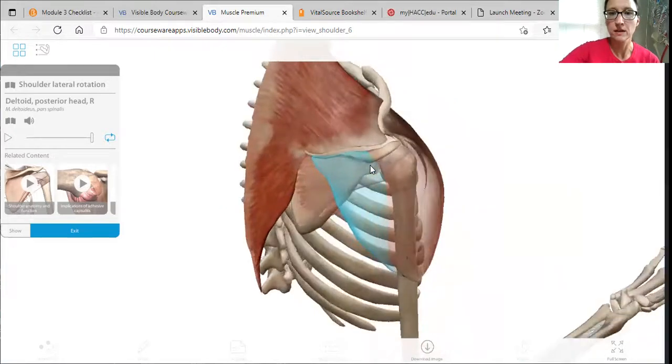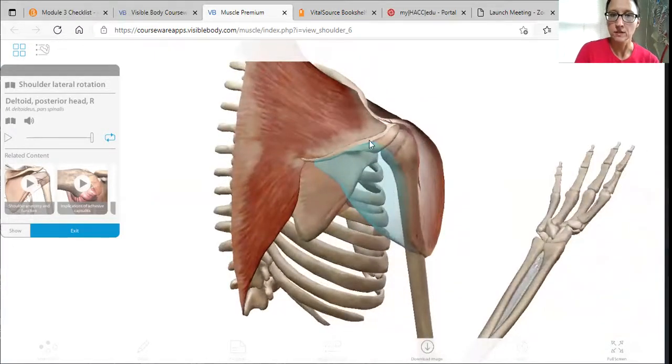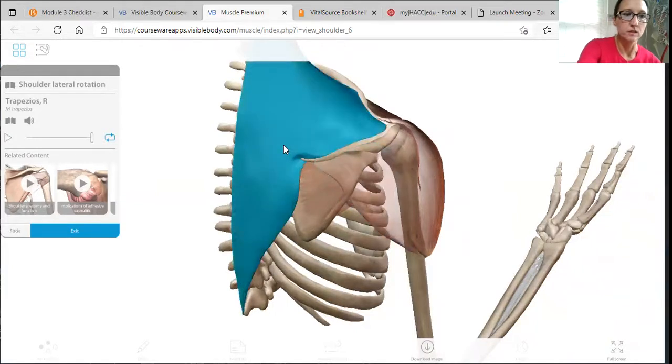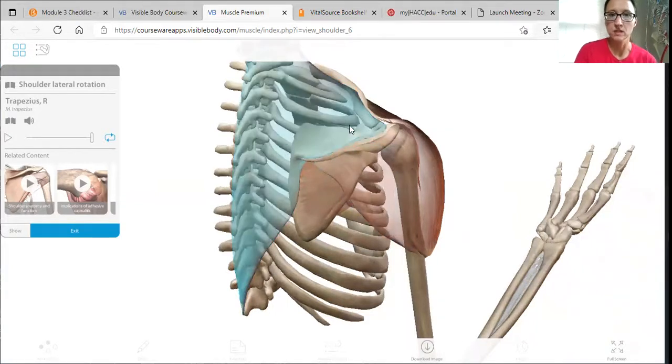And if we spin him back around a little bit further, here's sort of the back half of the acromion process. Remember the acromial angle right here. And then we have the spine of the scapula right there. I'm going to take trapezius and fade that as well so we can see the whole scapula underneath, just to get an idea of where this muscle is located on the body.